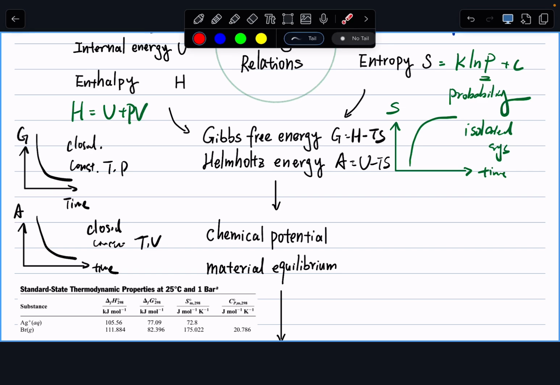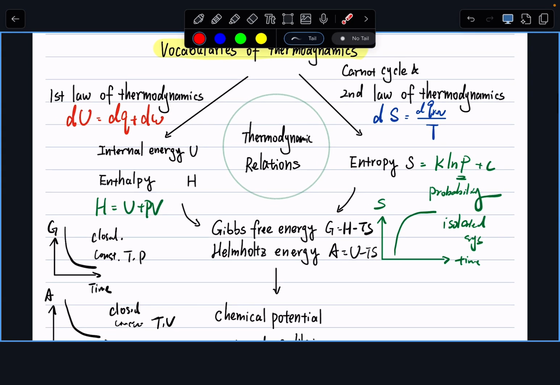So for all these state functions, so far we have U, we have H, and then we have entropy, we have Gibbs free energy, we have Helmholtz energy. We spend a good amount of time of our entire quarter talking about, first of all, what are they? How are they defined? And then how are they connected using thermodynamic relations? So that is your Gibbs equation, and then later on the Maxwell relations.